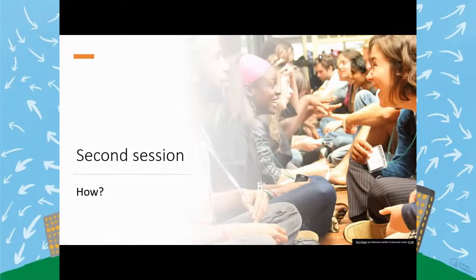So our second session is the how. What tool are the students going to use to create their resource? And we've traditionally done this.